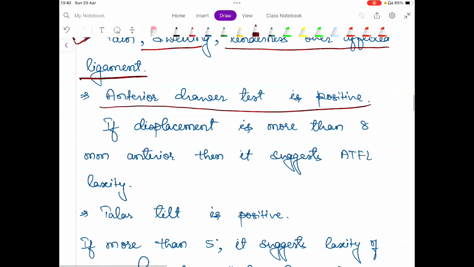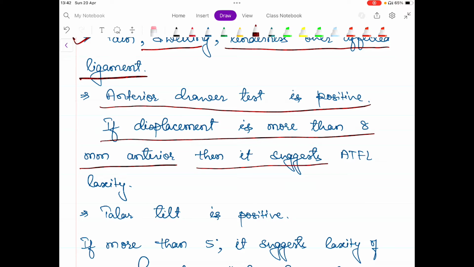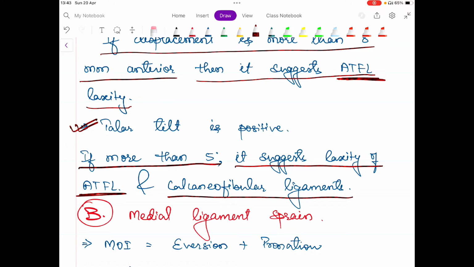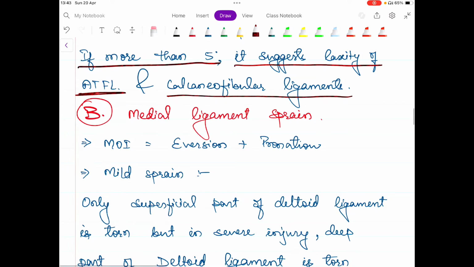Now, there are certain conditions which are related to the anterior drawer test. If the displacement is more than 8 mm anteriorly when you perform the anterior drawer test, then it suggests laxity of the ATFL ligament. The talar tilt test is positive, obviously, and if the talar tilt is more than 5 degrees, then it suggests laxity of the ATFL and calcaneofibular ligaments. So this is all about the lateral ligament sprain.